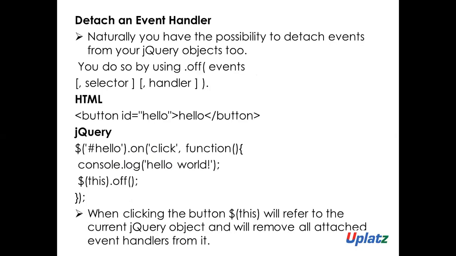Next is detaching an event handler. We have the possibility to detach events from our jQuery objects as well. I have an HTML and a jQuery, the same example as shown previously, with a button ID hello. If I click on the button, I will get this message. When clicking the button, this refers to the current jQuery object and it will remove all the event handlers from it. That is basically what detaching an event handler is all about.